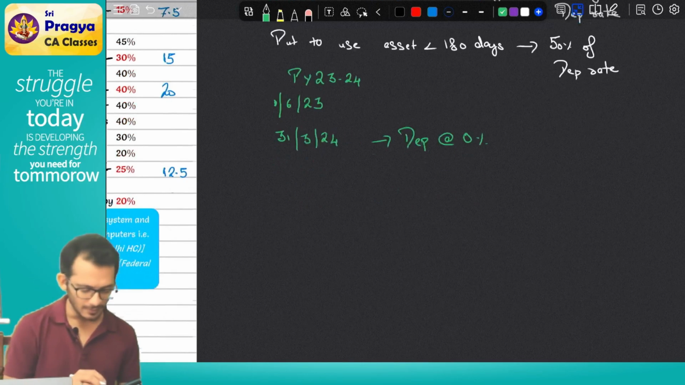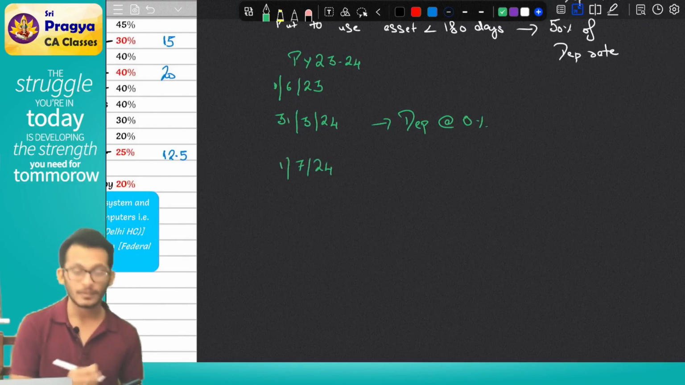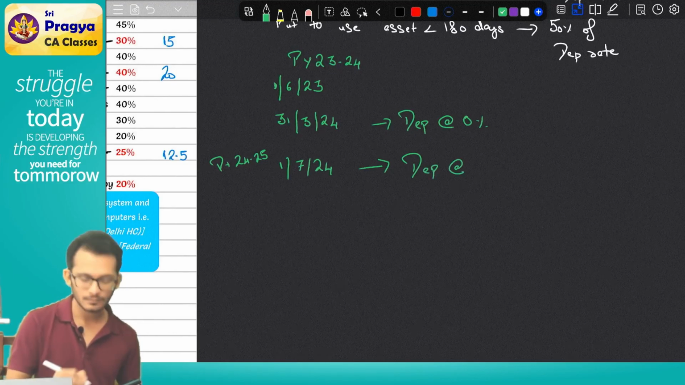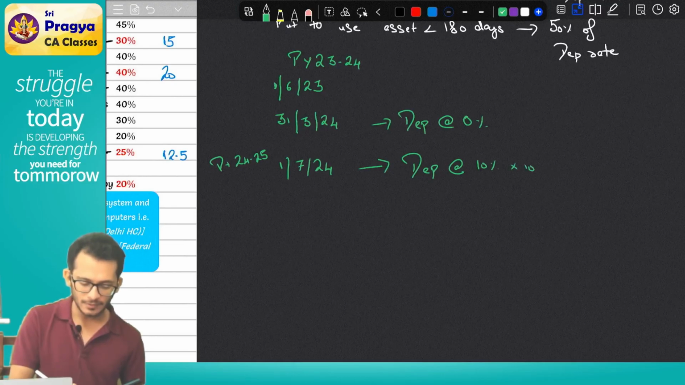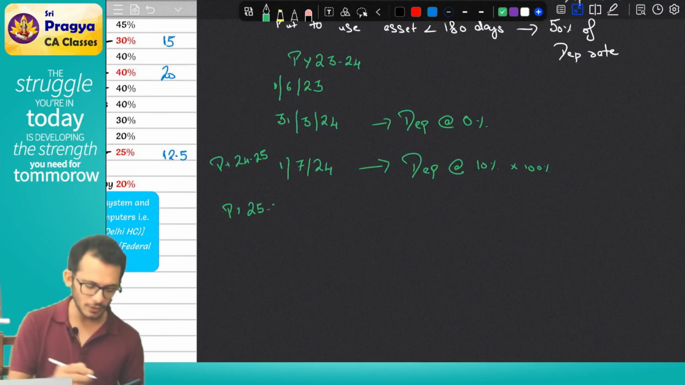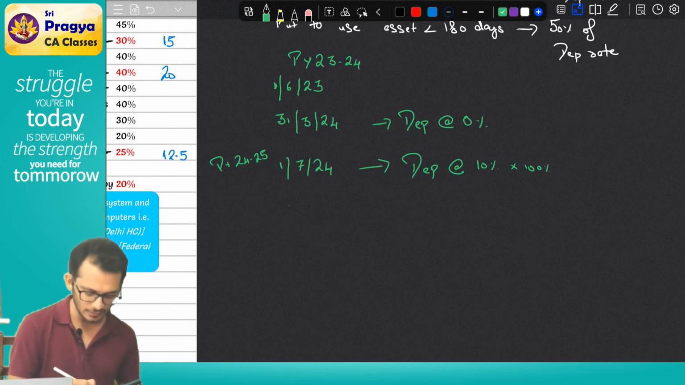Yes or no? Yes, Rahul, I have actually put the asset to use on 1st July 24. In PY 24-25, I will get a depreciation at the rate of 100%, which means 10% into 100%. Yes or no? Rahul, in PY 25-26, suppose I have not put the asset to use on 1st July. I actually put the asset to use on 1st December 24.